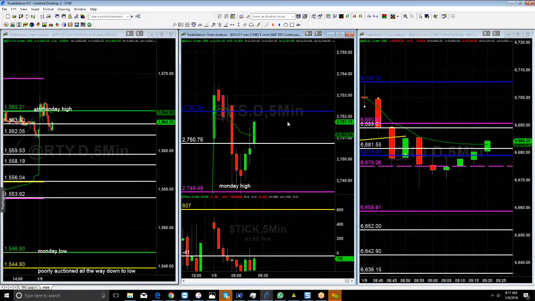The no fear market. Just a monster move. TradeStation, pissing me off this morning.